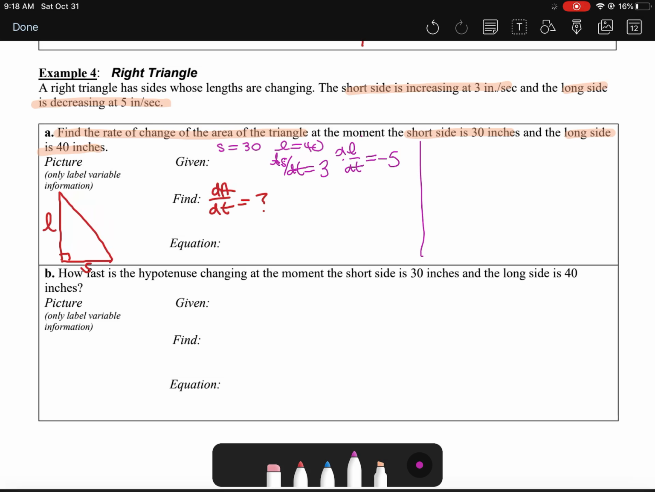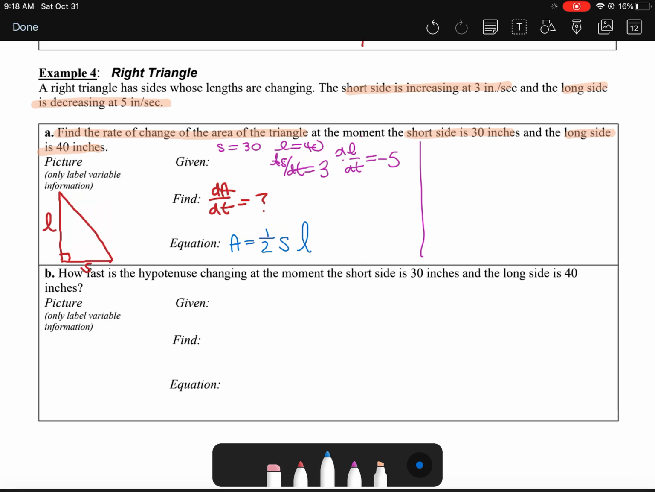Okay, so I need an equation. Well, since I'm dealing with the area of a triangle, that's the equation I'm going to write. So the area of a triangle is 1/2 base times height. Well, in this case, my base is S and my height is L. That's why it's important to label.